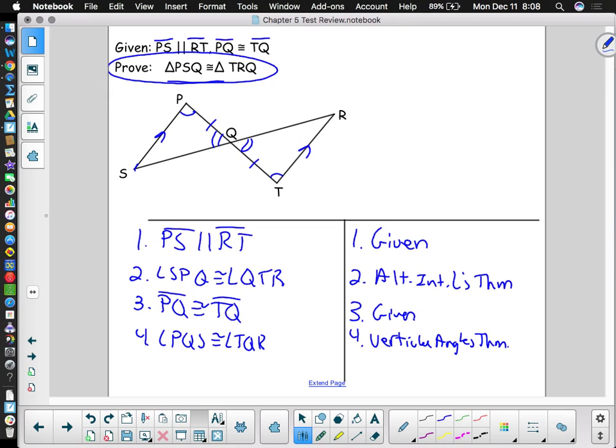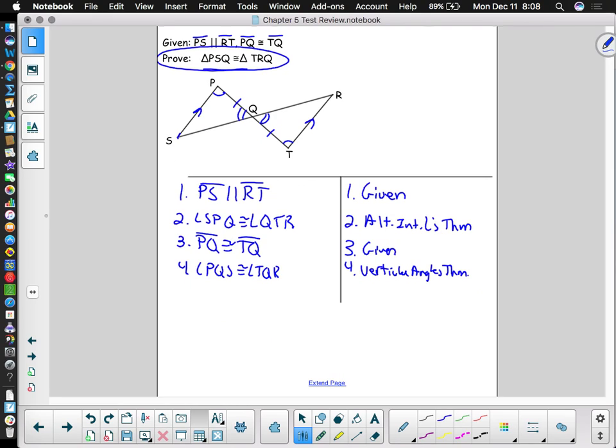And do I have enough now? Do I have a shortcut? I feel like we do. Which one is it? Angle side angle. And I'd say now triangle PSQ is congruent to triangle TRQ. Forgot my triangle symbol there.